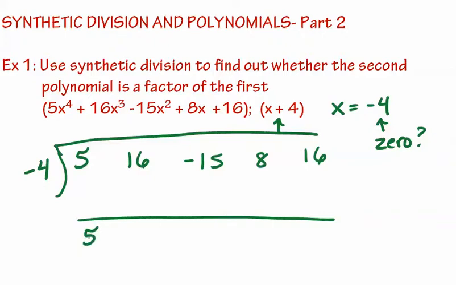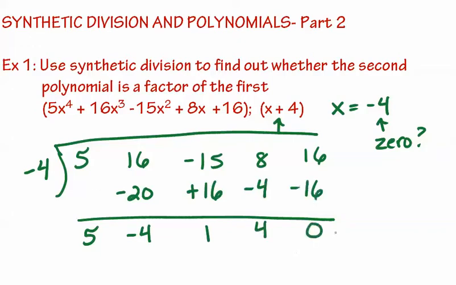So we bring down the 5 to start the process. We multiply 5 times negative 4. We add the columns. Then we always multiply times the negative 4. We add the columns, multiply, add, multiply, and there's our zero remainder. So the question here said, is x plus 4 a factor of 5x to the fourth plus 16x cubed minus 15x squared plus 8x plus 16? And the answer is yes.